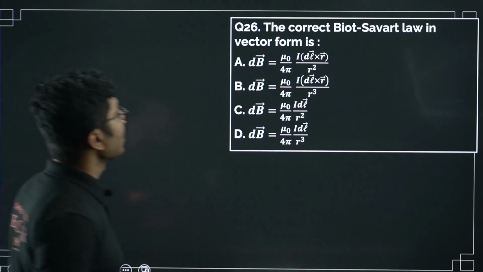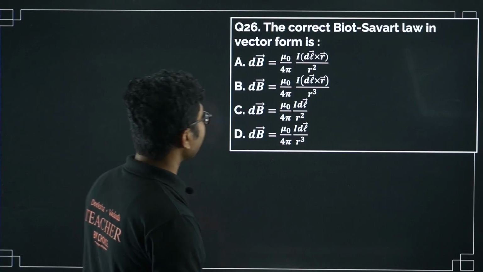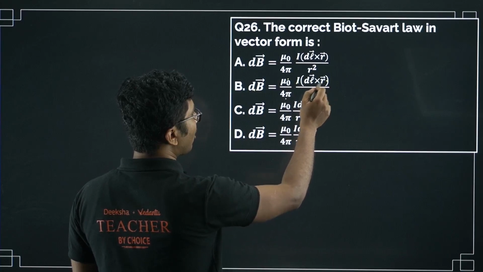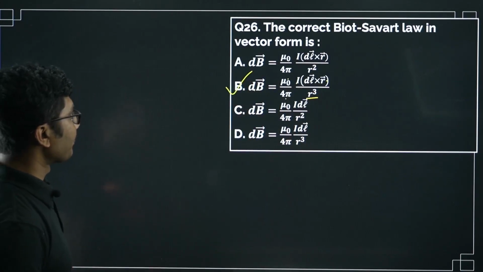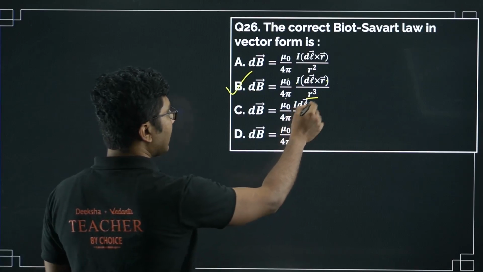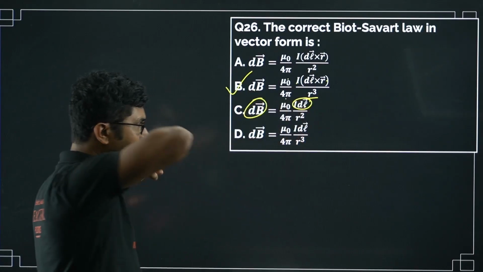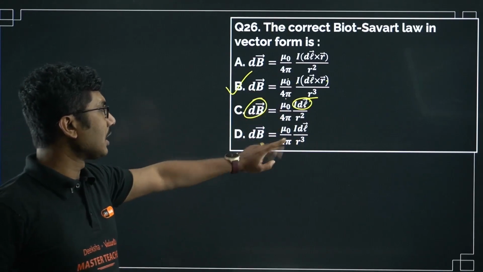Next question, the correct Biot-Savart's law, again a similar question. dB equals mu naught by 4 pi, I dl cross r by r cube. Be careful, this will be the correct formula. The others are not correct because there is a vector on the left hand side, and on the right hand side it is not a dl vector, so be careful, these two are not correct.